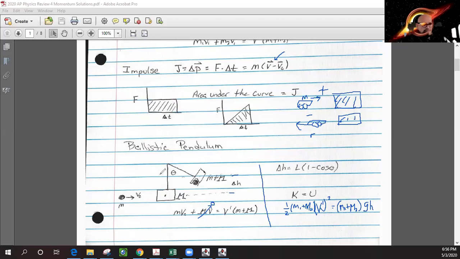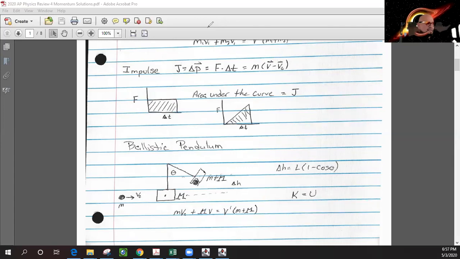But if we're given the angle theta, then we have to use this relationship here for h. And so this is for the ballistic pendulum. There's a simulation for that that you might want to practice on. So this is a ballistic pendulum. Let's go ahead and clear the drawings and go down.